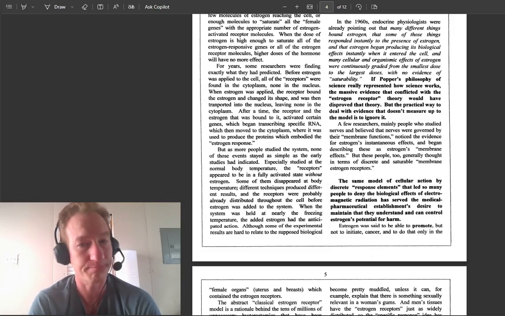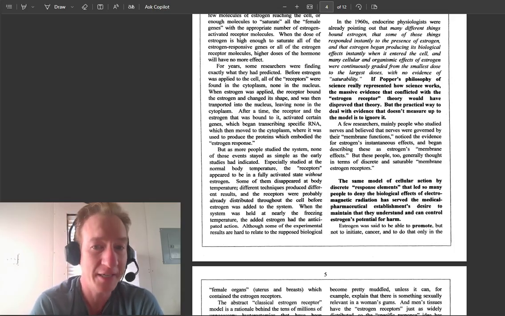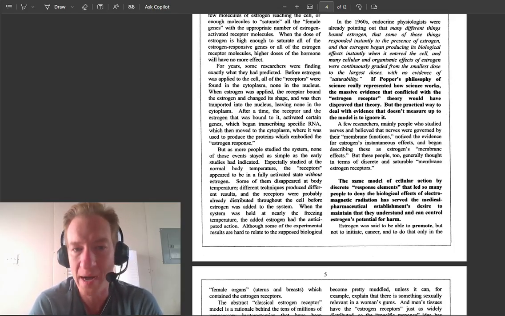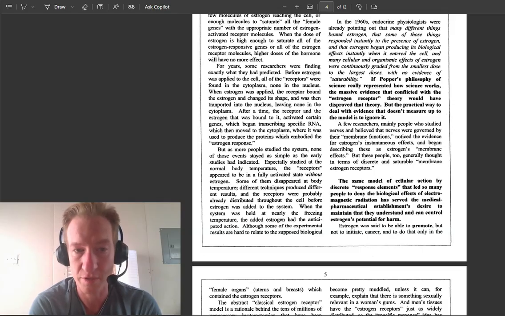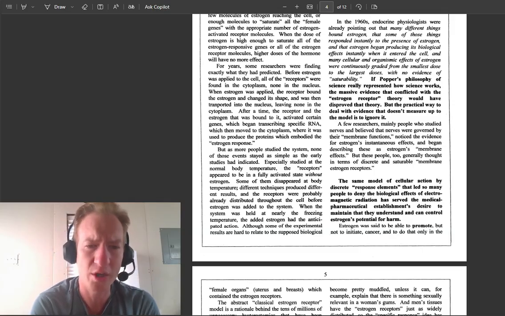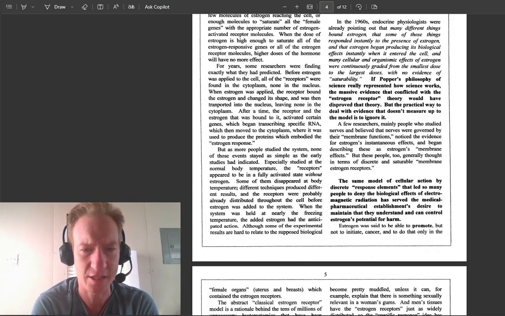But as more people studied the system, none of those events stayed as simple as the early studies had indicated. Especially studied at the normal body temperature, the "receptors" appeared to be in a fully activated state without estrogen. Some of them disappeared at body temperature. Different techniques produced different results, and the receptors were probably already distributed throughout the cell whether estrogen was added to the system.